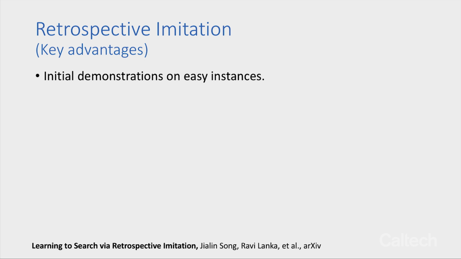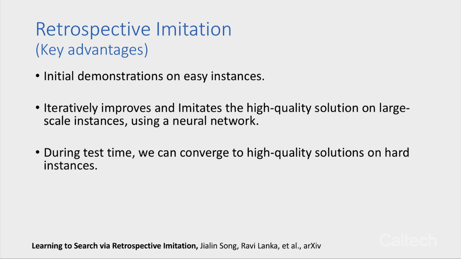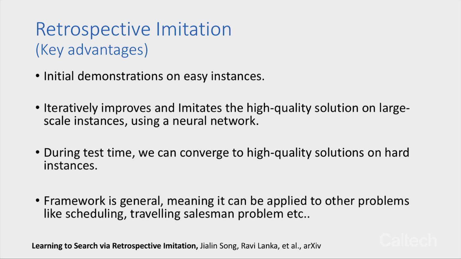So what are we gaining here? The demonstrations are pretty much only from the easy instances. We iteratively improve and imitate high quality solutions and large scale problems using great function approximators like neural networks. During test time, you can converge to high quality solutions on hard instances. And the framework is also general enough that we can actually apply some of these frameworks for scheduling algorithm, traveling salesman problem, most of the algorithms which can be framed as a branch and bound algorithm.